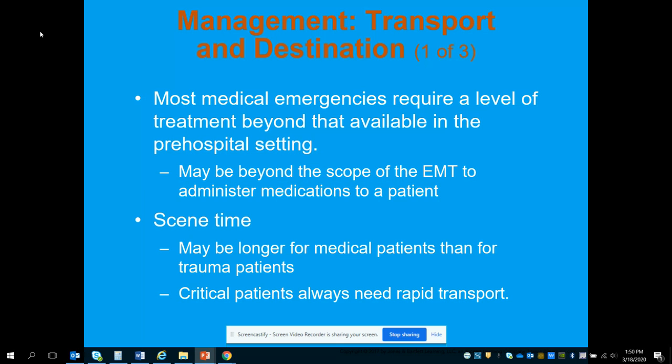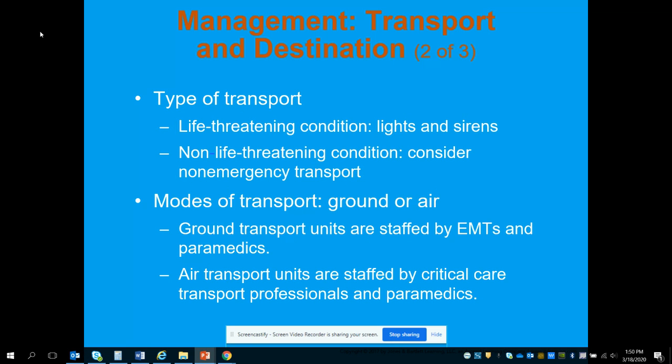We do want to consider our scene time. This may be a little longer for medical patients than for trauma. Again, if it's a life-threatening situation, we still want to be off the scene within 10 minutes and provide that rapid transport. But if it's not, then we probably spend a little bit more time on scene here with the patients, maybe 15 or 20 minutes as opposed to the 10 that we try to limit ourselves to with trauma.